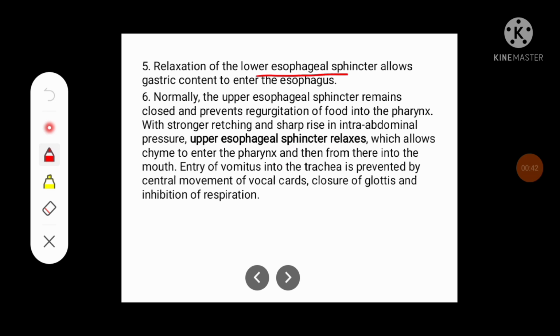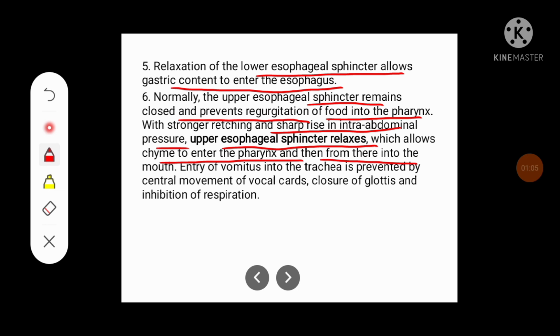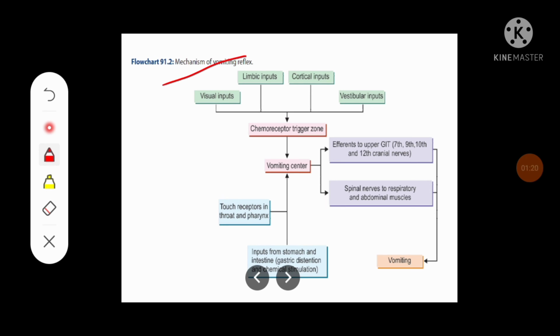Relaxation of the lower esophageal sphincter allows the gastric content to enter into the esophagus. Normally, the upper esophageal sphincter remains closed and prevents regurgitation of food into the pharynx. With stronger retching and a sharp rise in intra-abdominal pressure, the upper esophageal sphincter relaxes, which allows chyme to enter the pharynx and then from there into the mouth. Entry of vomitus into the trachea is prevented by central movement of the vocal cords, closure of the glottis, and inhibition of respiration. So this is showing the mechanism of the vomiting reflex.